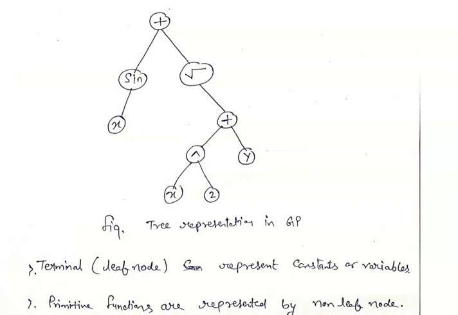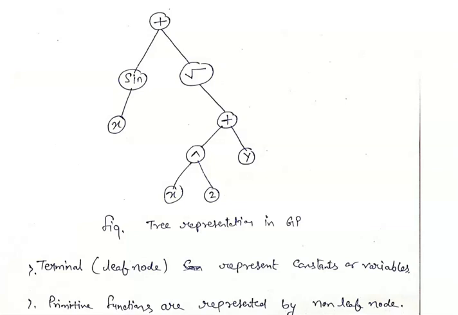So the function is sin x plus square root of x squared plus y squared. The plus sign is assigned here, and on the left side of the plus sign is sine of x. Sine is a function and x is a variable, and on the right side is root, plus, power, y, x and 2. So the representation of this function in genetic programming is like this.